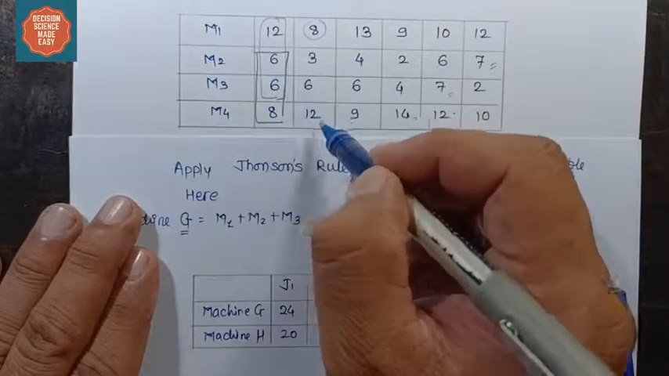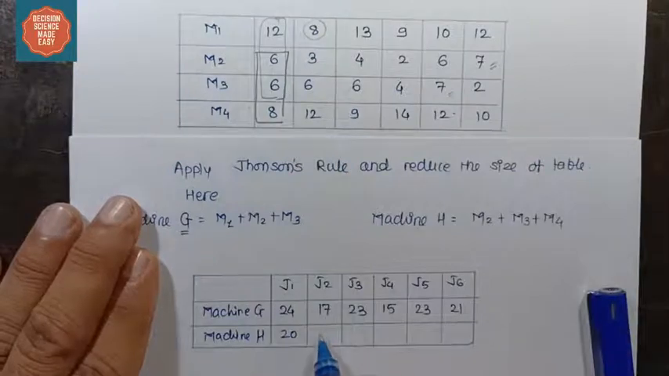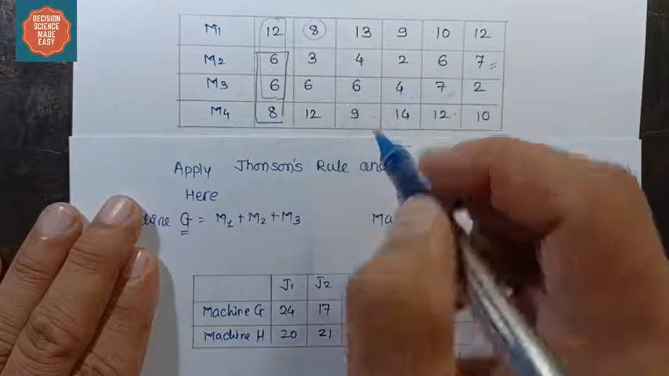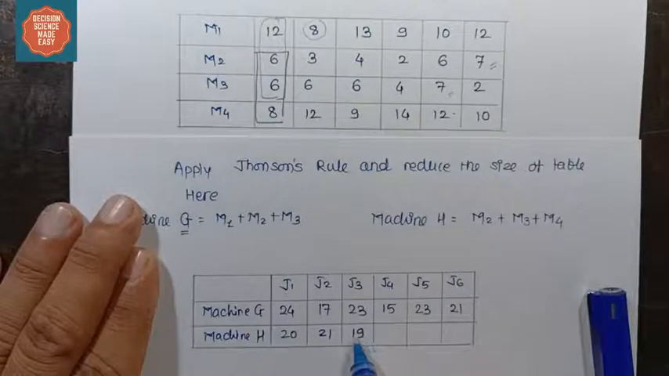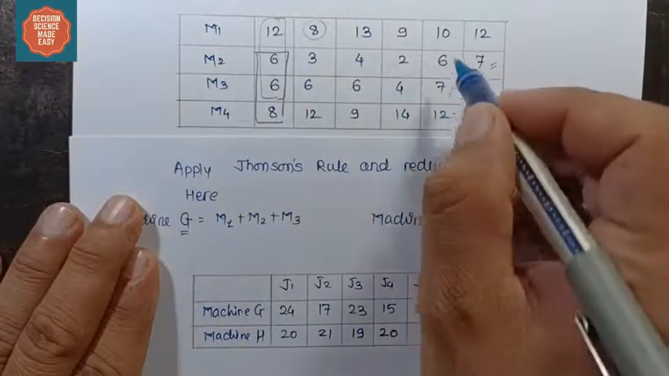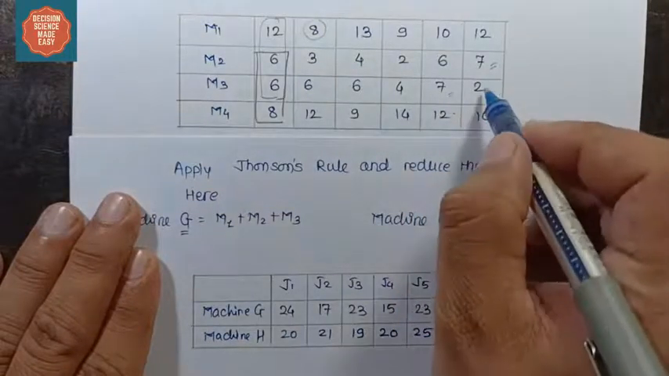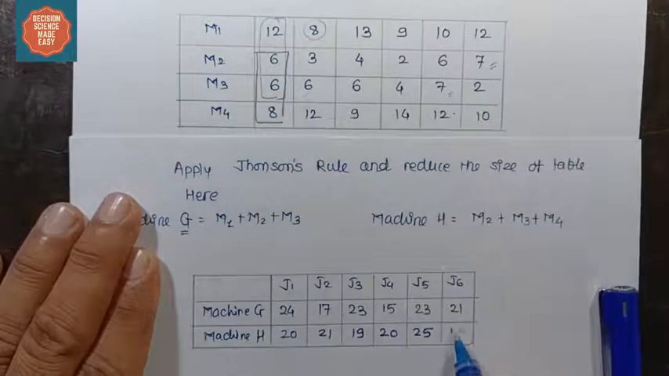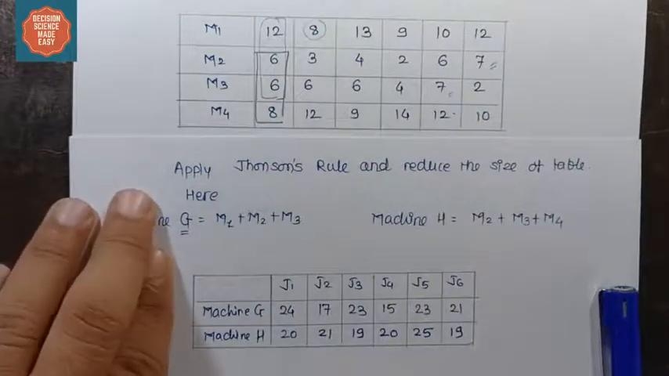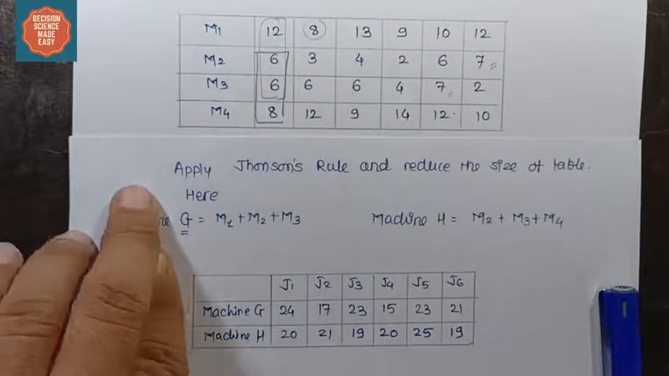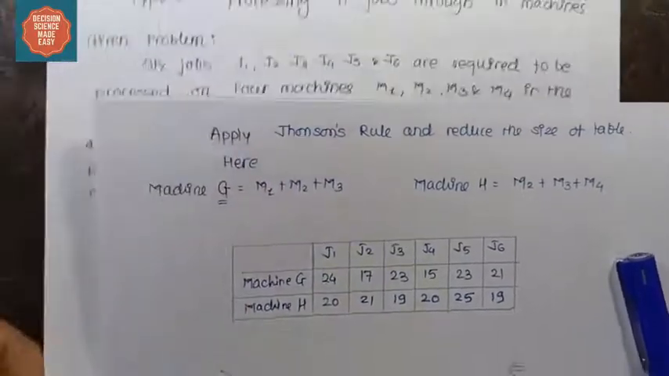3 plus 6 plus 12 is nothing but 21. Similarly, 4, 6, 9 is 19. 2, 4, 14 is 20. 6, 7, 12 is 25. And 7, 2, 10 is 19. Now the given problem has been converted into a two machine problem. Now we know how to solve two machine problems.